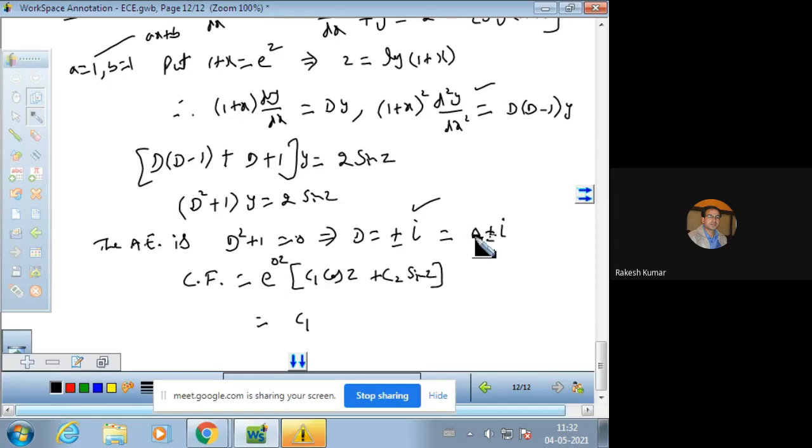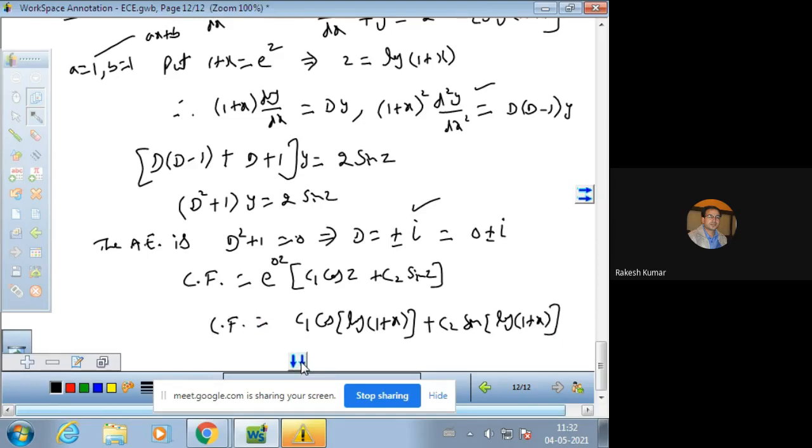If there was some value of the real part here, suppose it was 2, then e raised to power 2z would have come. But here we have 0, so e raised to power 0 is 1. C1 cos of z. Z is log of 1 plus x. So c1 cos of log of 1 plus x plus c2 sine of log of 1 plus x. So this is your complementary function.